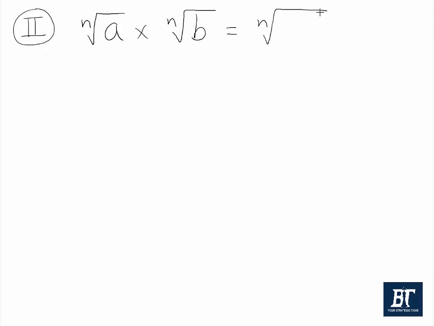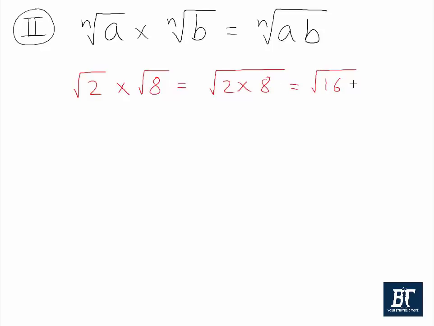Now the second law of surds is nth root of a multiplied by nth root of b, you get nth root of a multiplied by b. Example, square root 2 multiplied by square root 8 equals square root of 2 multiplied by 8. So you get square root 16. So this is equal to 4.